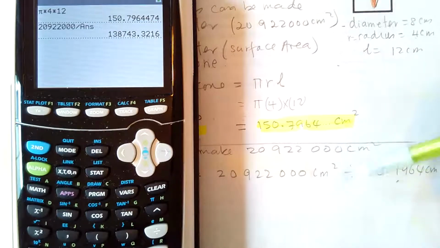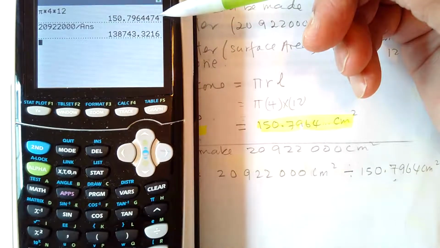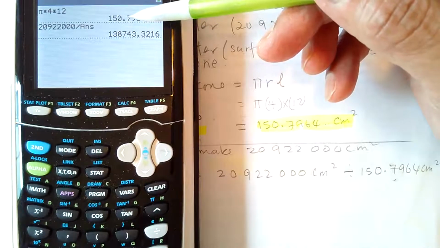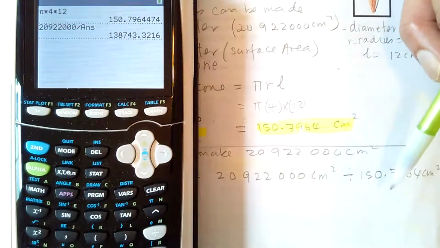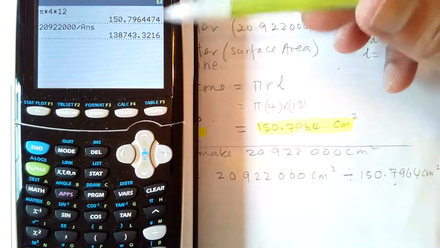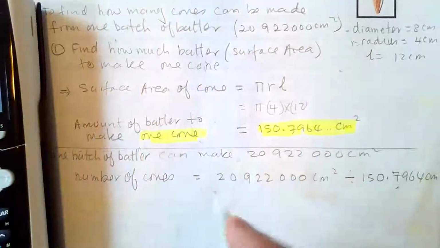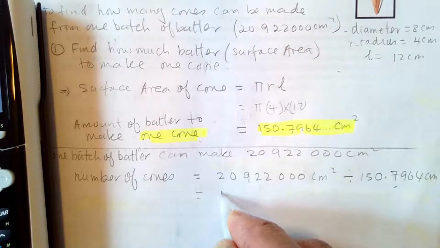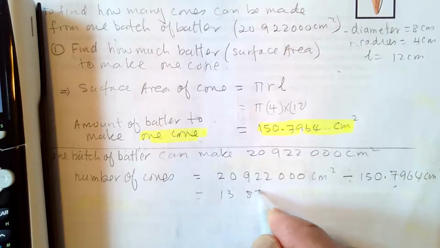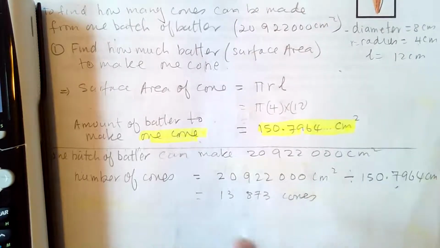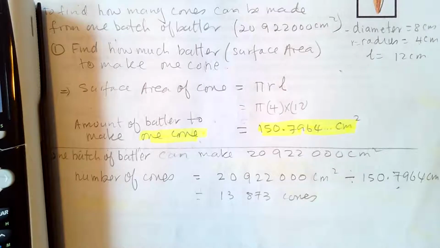Depending on your rounding, I'll use the exact figure in the calculator. If you were to round to 150.8, you'll have a slightly different answer, and that's okay depending on the rounding. I'm not rounding here, I'm using the exact values in the calculator. That worked out to 13,873 cones. So that's how many cones you can make from one batch of batter.